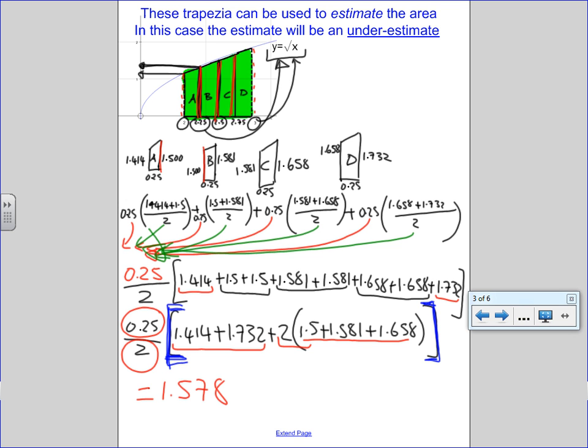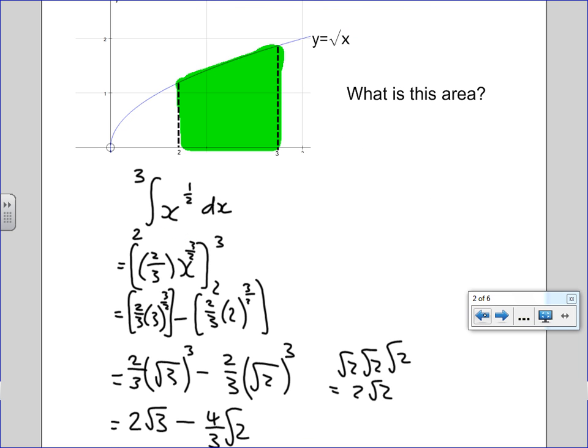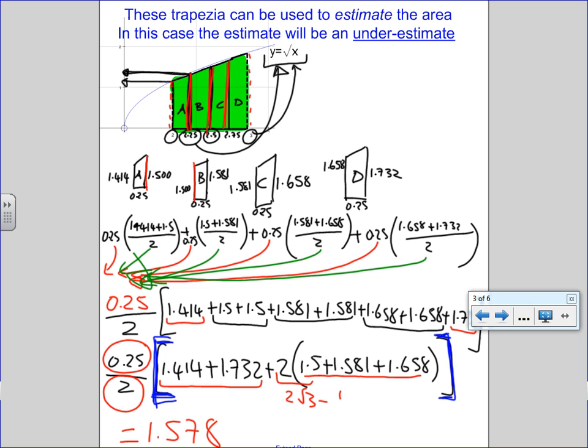1.578. Now we happen to know the exact area, don't we? Because we worked it out. So the exact area is 2 root 3 minus 4/3 root 2. Conveniently, 1.57848. So we're really close with our approximation. I mean, to 3 decimal places, it's spot on. If we'd used more trapezia, it would be even better. So if we'd, instead of using 4, we'd use 8, for example, or even 16, then the more we use, the better it will be. But even 4 is quite accurate.